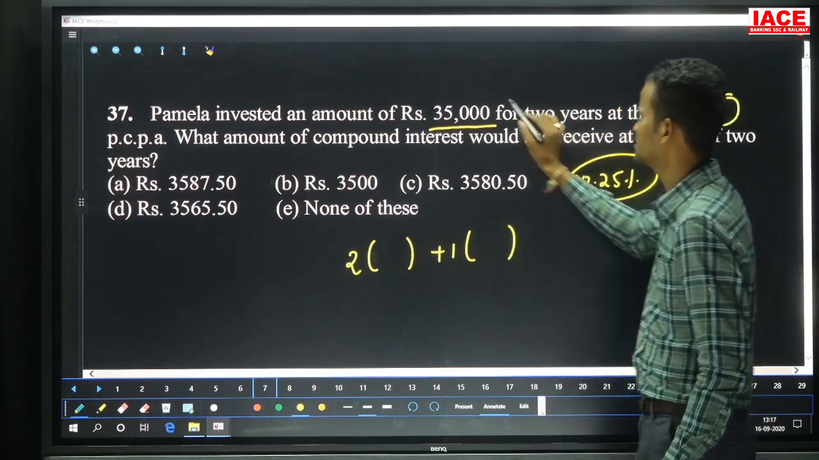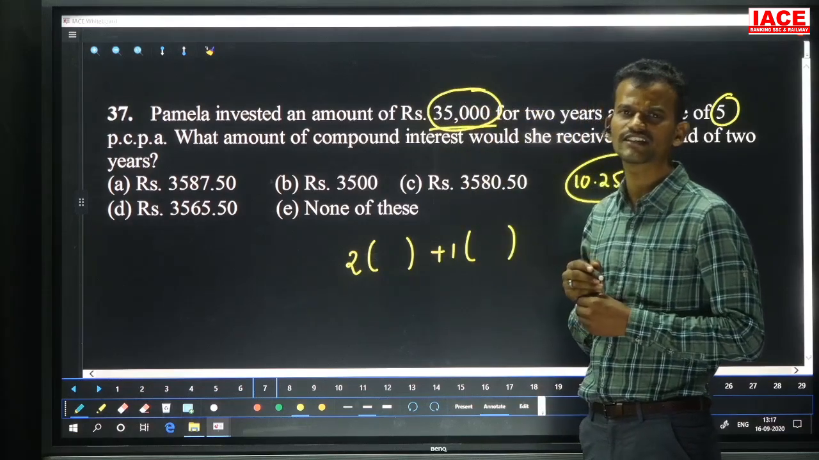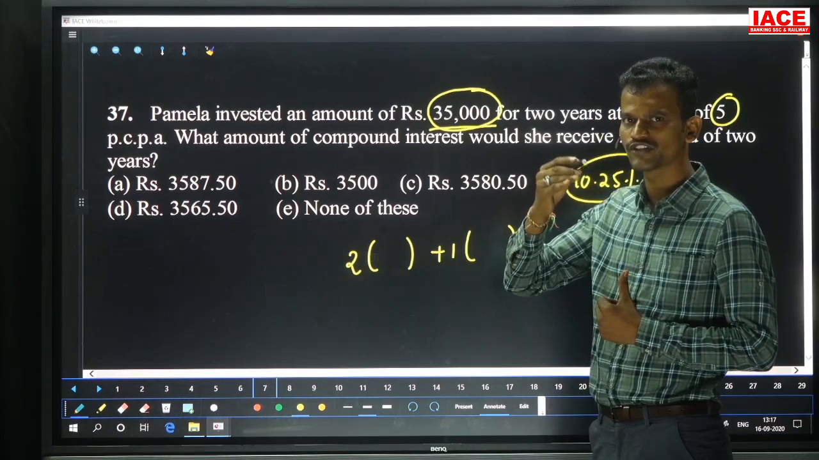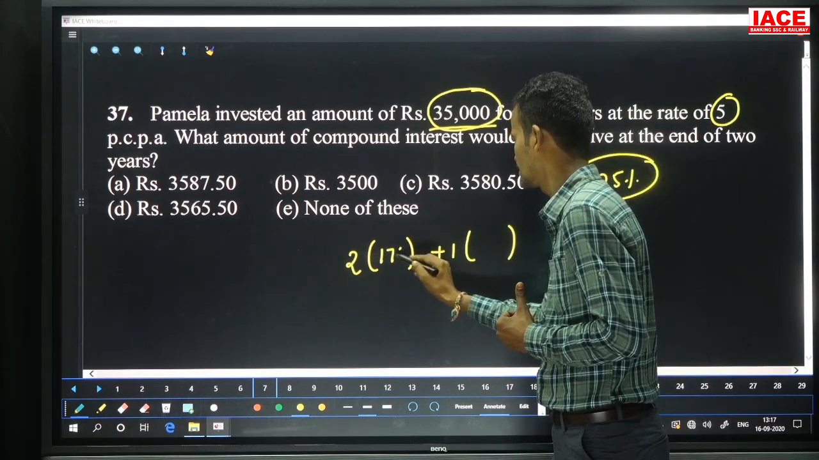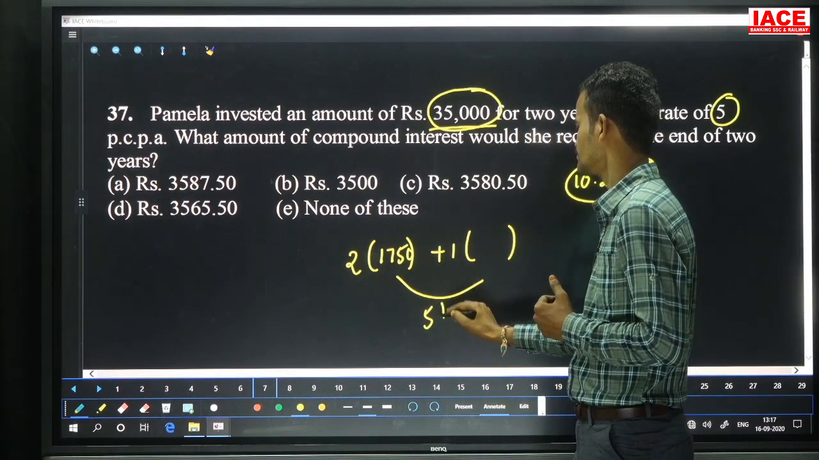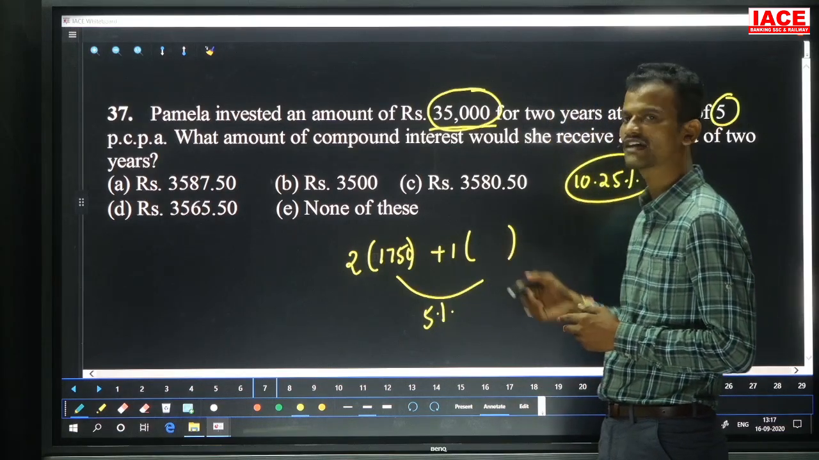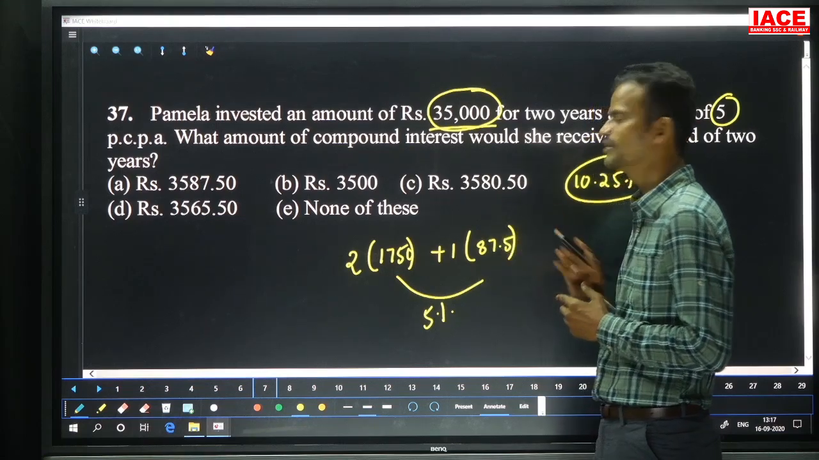What is the rate of interest? 5%. 5% on which value, sir? 35,000 rupees. In 35,000, what is the 10% value? 3,500. What is the 5% value? Half of 3,500 means 1750. Again 5%. Okay. What is the 10% value? 175. 175 means half of the value, 87.5. That means the option should be ending with 0.5.